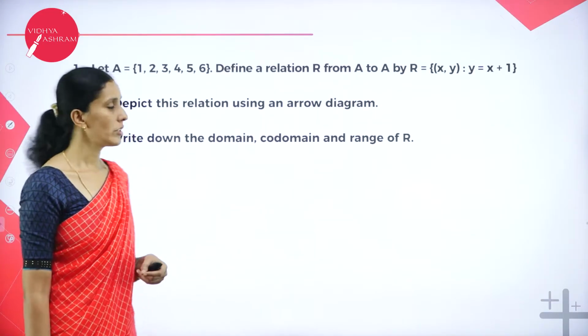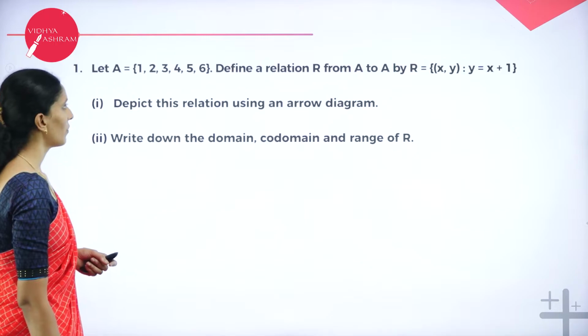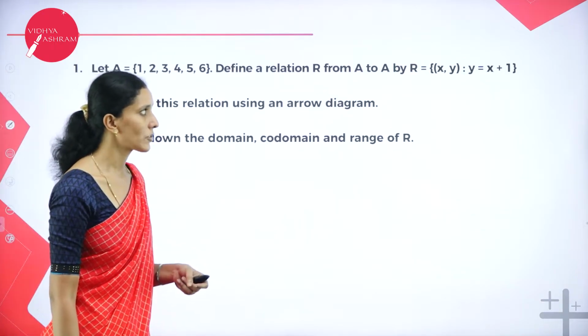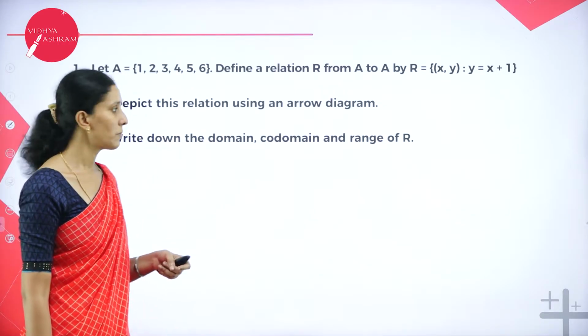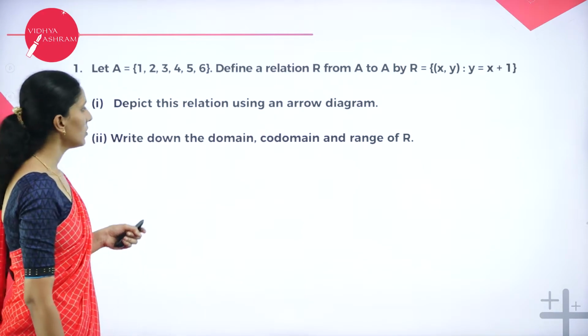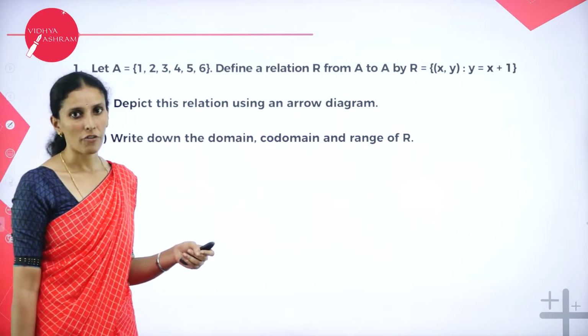Next, we have a question here. Set A is 1, 2, 3, 4, 5, 6. Define a relation from A to A by R equals (x, y) where y equals x plus 1. Depict this relation using an arrow diagram. Write down the domain, codomain and range of R.